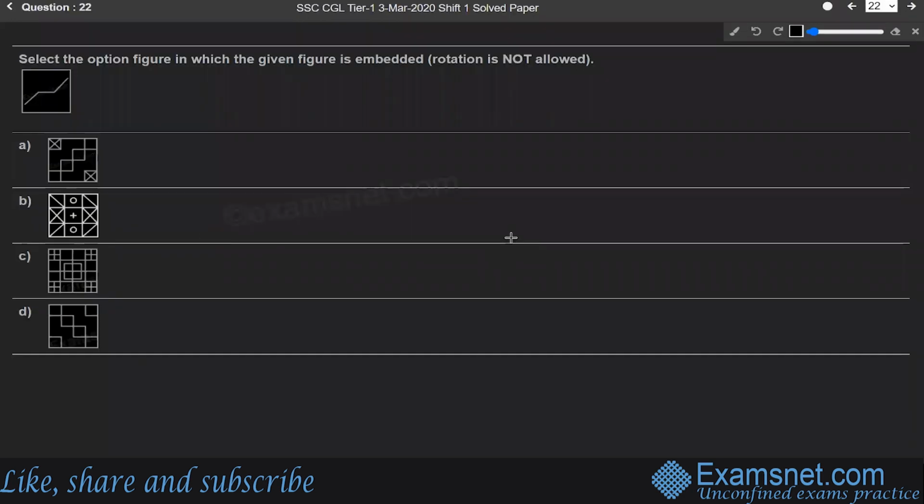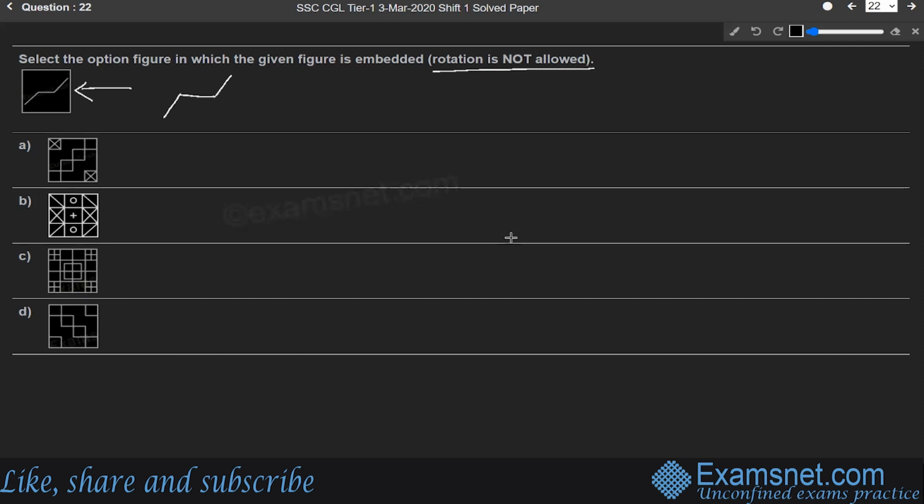Next question is, select the option figure in which the given figure is embedded. And rotation is not allowed. Means we cannot rotate any of the given pictures in the options. So the given figure is this. You can see that the given figure is in the form of a slant line, a straight line, and a slant line. Slant line is the tilted line or the line which is in the position of a slope. Okay. So we have to identify this figure in the given pictures.